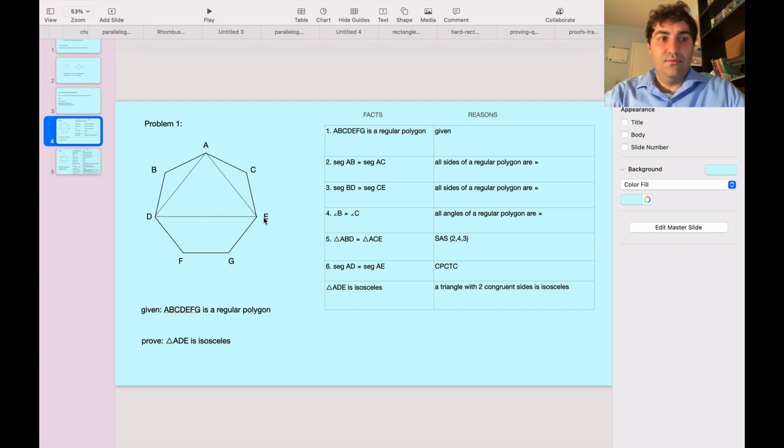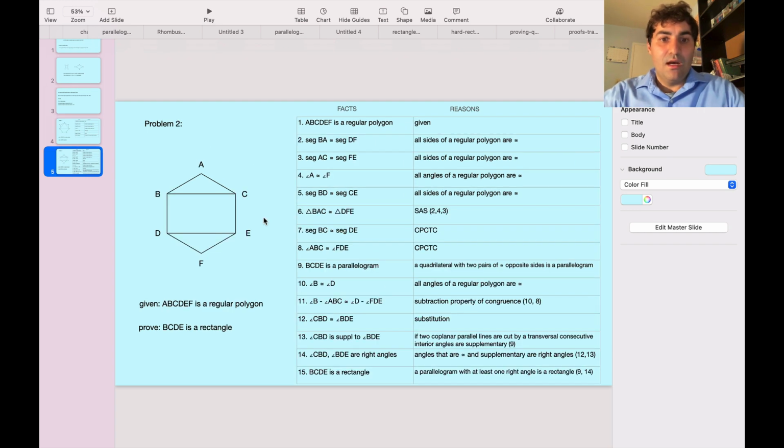I'm just going to do one more problem, and that's going to wrap up tonight's tutorial. It's pretty short, but this problem is a little bit more difficult. We're given that ABCDEF is a regular polygon, and we want to prove that BCDE is a rectangle. So remember, most of the time when we try to prove something's a rectangle, we first try to show that it's a parallelogram, right?